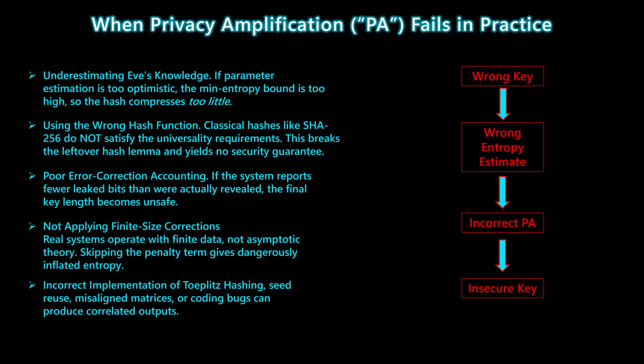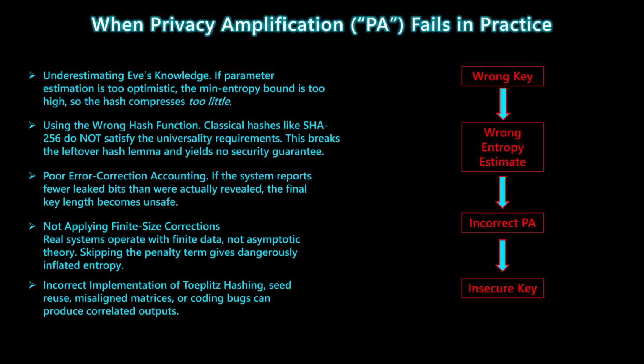Privacy amplification also fails when the wrong type of hash function is used. Classical cryptographic hashes such as SHA-256 do not satisfy the universality requirements that the security proof depends on. When those requirements are violated, the leftover hash lemma no longer applies, and the final key has no information-theoretic security guarantee.